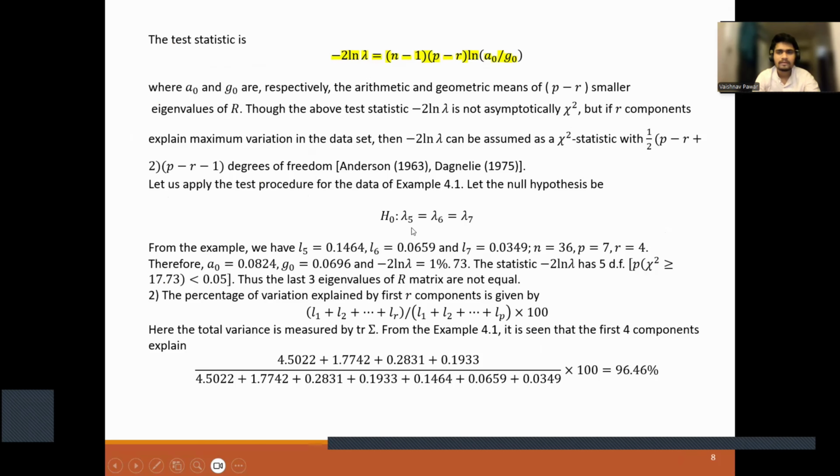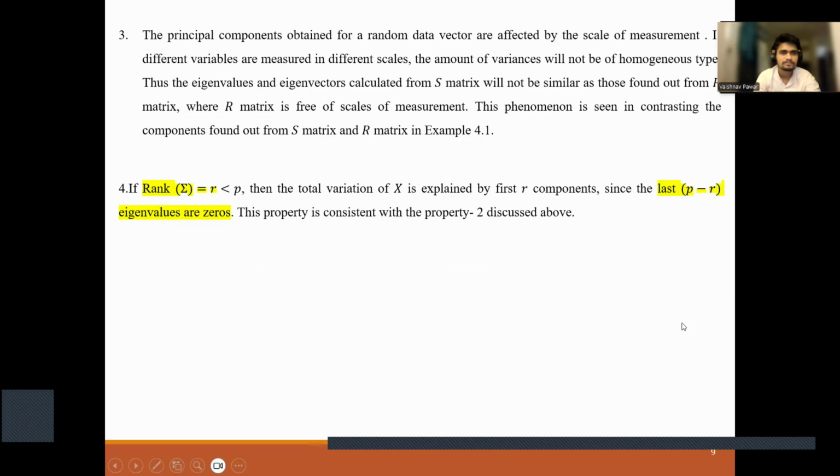Also, if the last p minus r eigenvalues are equal, then we have to choose the first r components. Then we choose the first four components as the principal components. And then these are the principal components divided by the total number of components. That is, 96.46% of the variation is explained by the first four components.